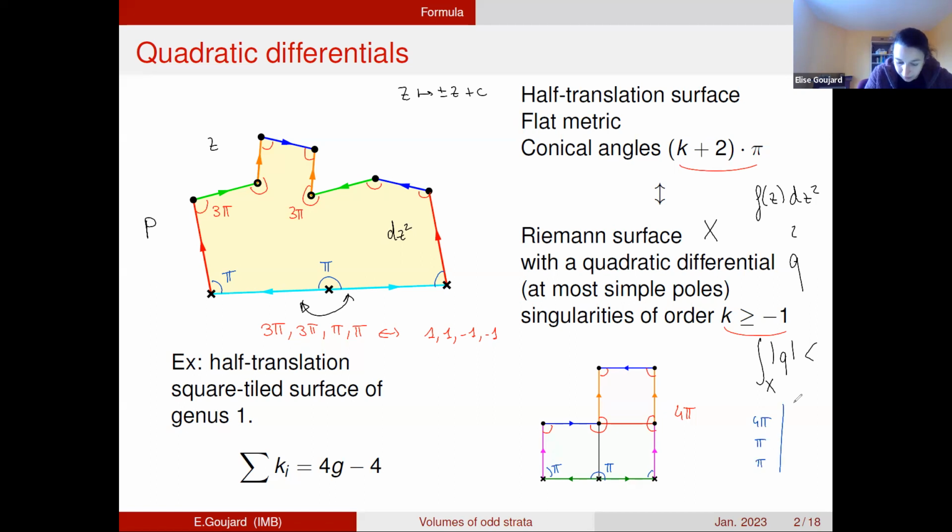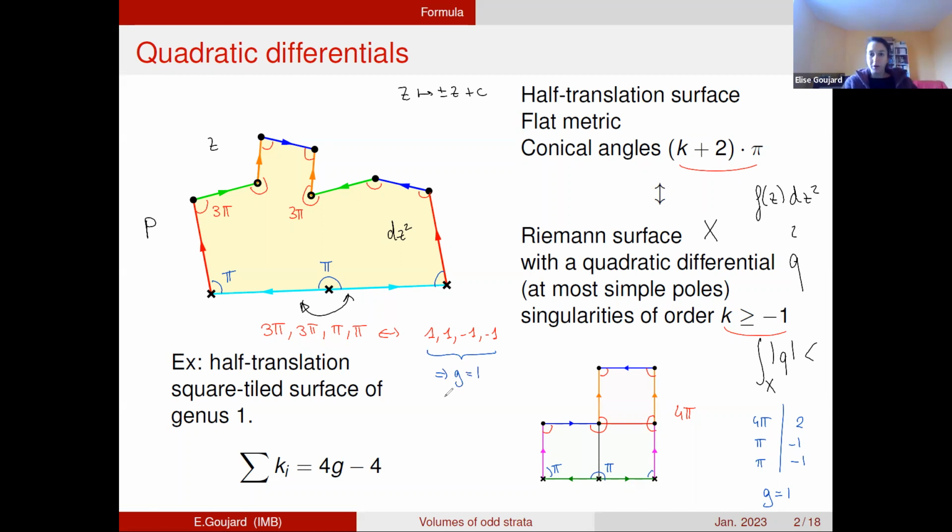So you have a quadratic differential with singularity of order 2, -1, -1. Of course, you have, for instance, the Gauss-Bonnet formula or the Euler-Poincaré characteristic formula that gives you a relation between the singularity order and the genus of the surface. So here, this example is of genus 1, since the sum of singularity order is 0. And I think this example is also genus 1.